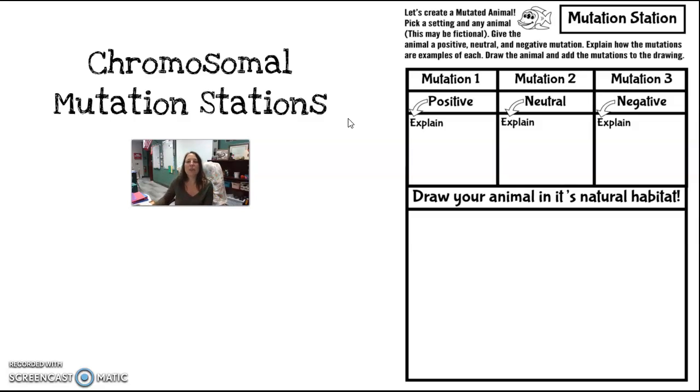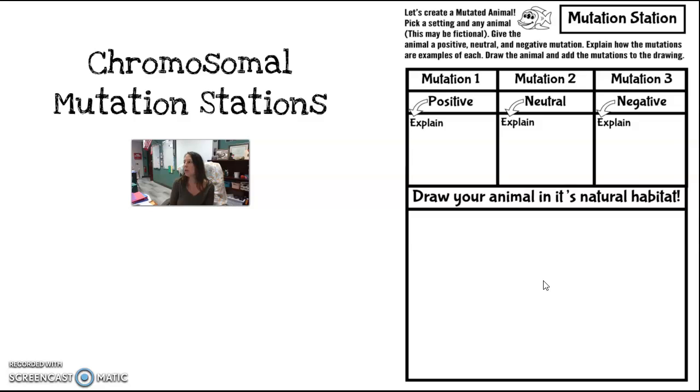And then I want you to go ahead and come up with what would be a positive mutation, a neutral mutation, and a negative mutation. So explain different mutation options for it. Okay, and then you can either draw your animal with one of the mutations, or you could draw your animal in 3 different ways showing each one of the mutations, or you could put all 3 mutations together and put it all onto one animal, however you guys want to do it.